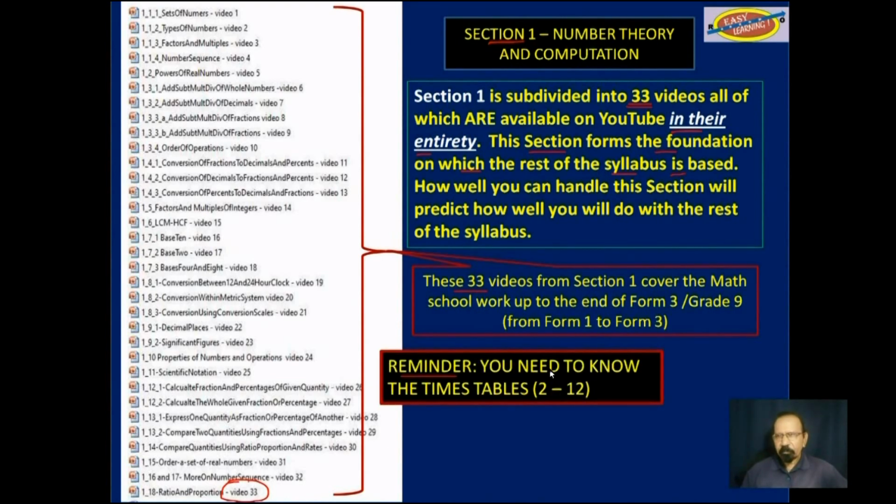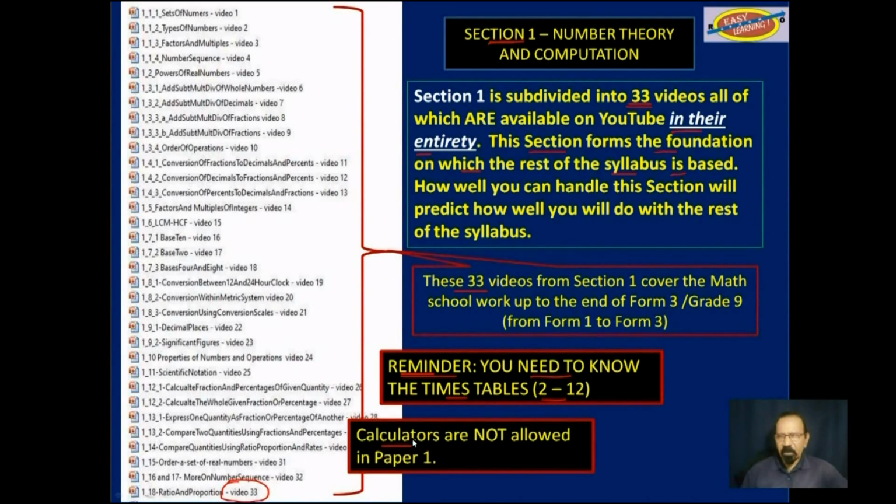Another reminder, you need to know the times tables 2 to 12. If you already know them, fine. If not, you will have to learn them, especially since calculators are not allowed in paper 1.